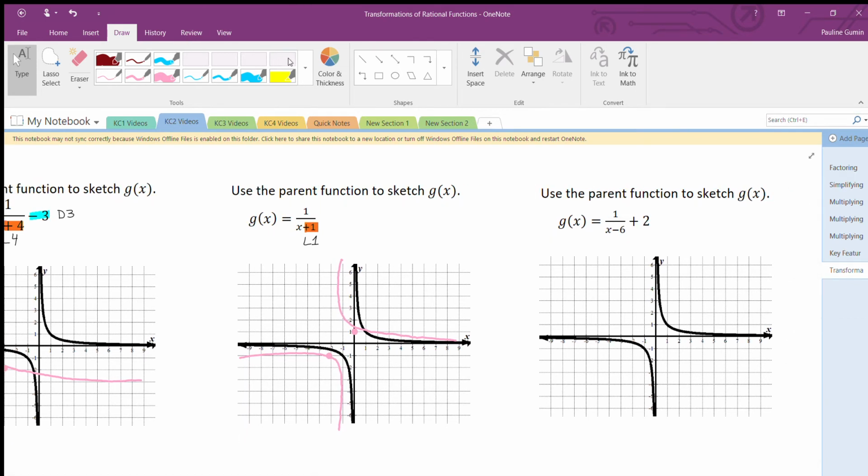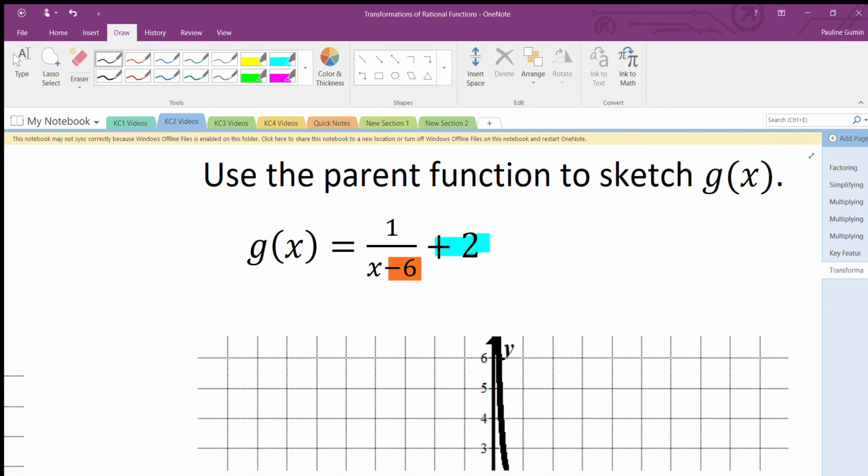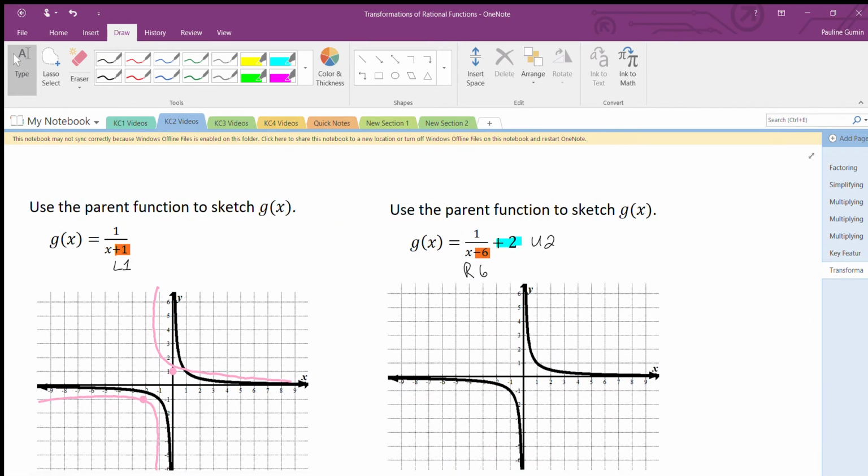Here we have 2 transformations. We have this minus 6 on the bottom, and we have a plus 2 on the side, which is telling us we're going to move to the right 6 and up 2. Okay, let's do that.